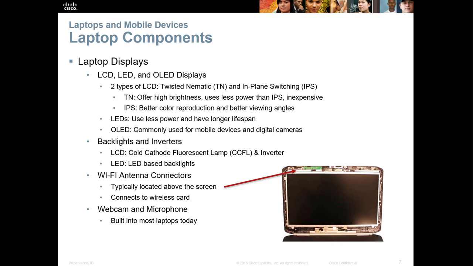TN displays often have higher brightness, use less power than IPS, and are inexpensive to manufacture. IPS offers better color reproduction and better viewing angles, but has low contrast and slow response time. Manufacturers are now producing Super IPS or SIPS panels at a reasonable price that have improved response times and contrast.